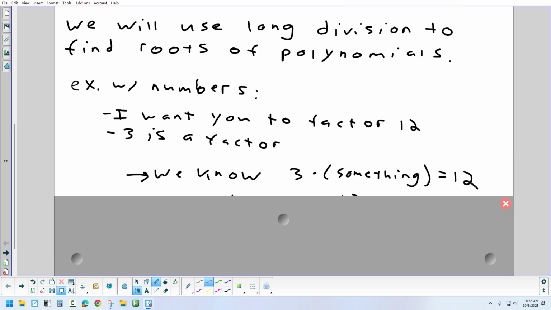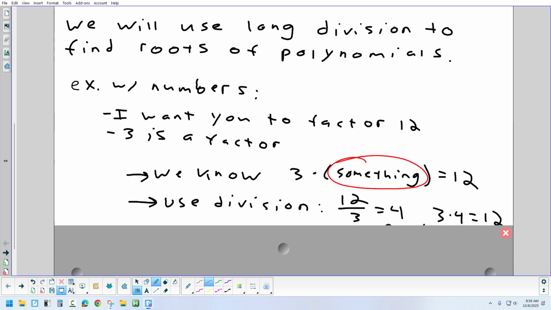So by me telling you 3 is a factor, that means 3 times something is going to give you 12. If you want to figure out what the something is, divide each side by 3, and you get 12 divided by 3 gives you 4. So 4 is the other factor. And now if you do 3, which is the factor I gave you, times 4, which is the one you figured out using division, you just broke the number 12 up into a product of 2 numbers.